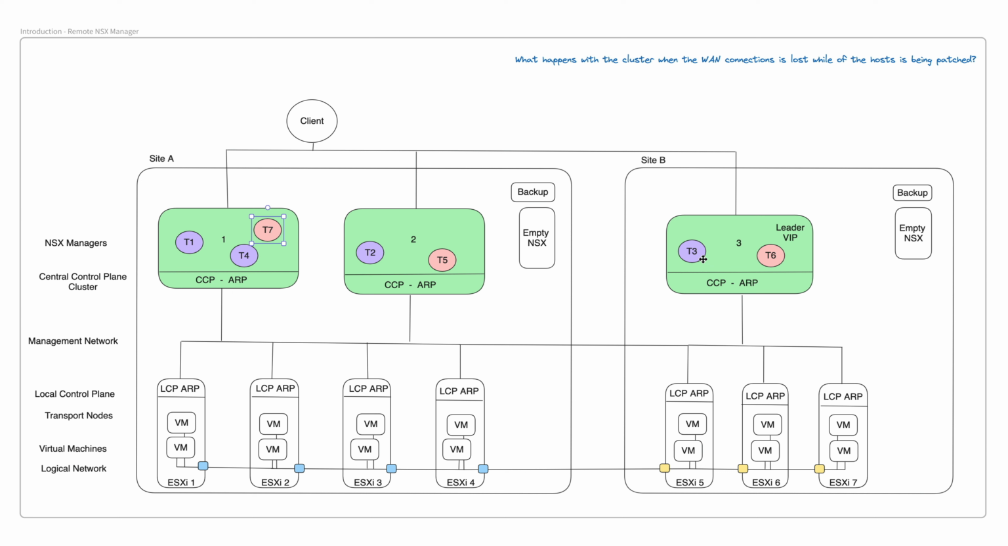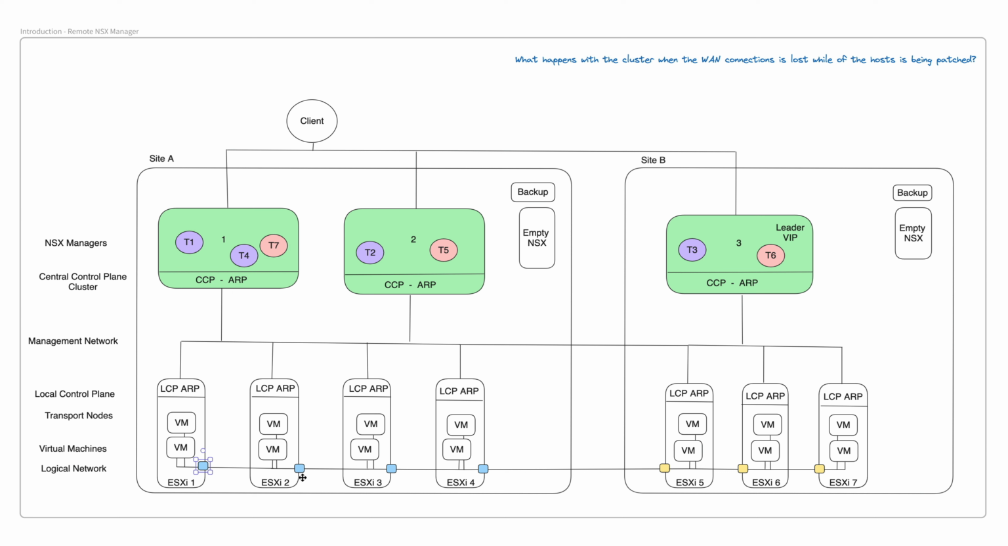We don't have any locality. So it doesn't mean if your ESXi host runs on site B, you're automatically managed by NSX Manager 3. It depends where your sharding process will put your transport node. Your transport node can be easily placed on NSX Manager 1 or 2, even though you're on site B. There's no locality. Okay, so far so good.